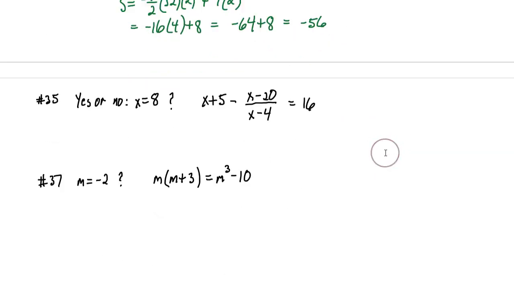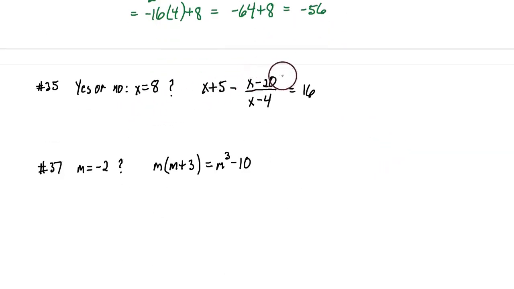Number 35 is a yes or no question. Given this equation, is the answer for x 8? To find out, let's substitute 8 where the letter x is and see if the left side ends up equal to the right side. So 8 plus 5 minus, and then 8 minus 20 over 8 minus 4. We're wondering, does that equal 16? 8 plus 5 is 13.